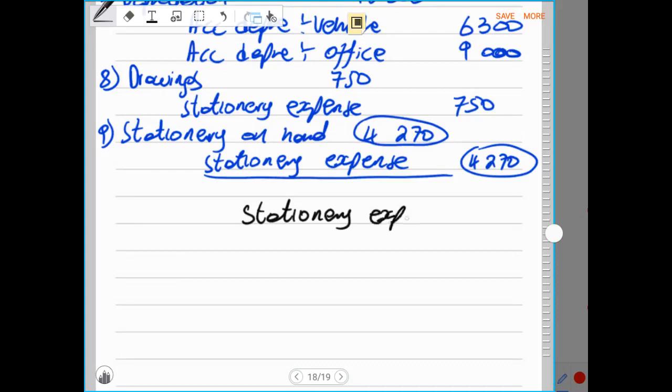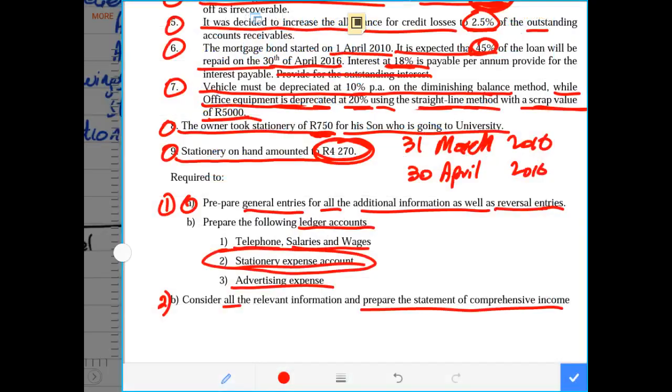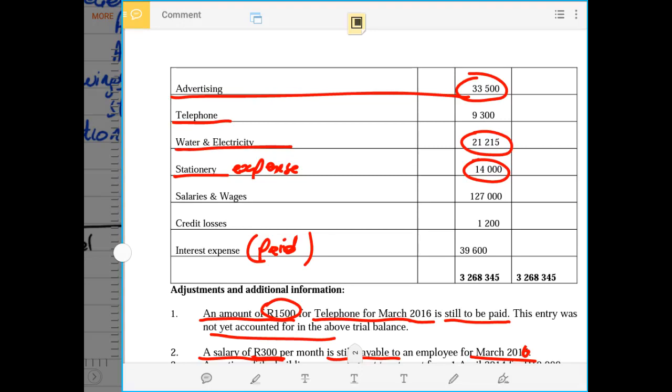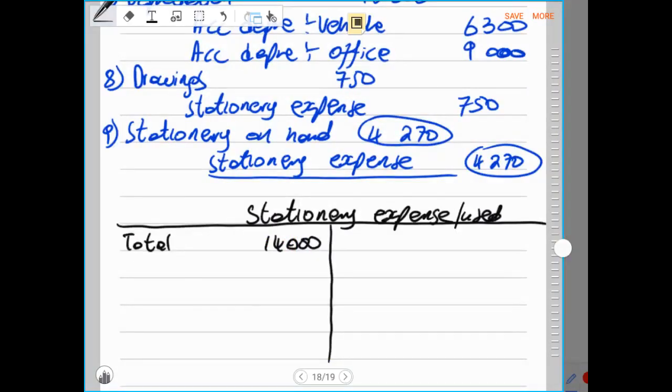Stationery expense account, stationery expense or stationery used. Then we draw a line as usual, and we first have to take the total from the trial balance. The stationery from the trial balance was 14,000 rands, not the opening balance, the stationery as an expense. Then now in our adjustments, let us go straight to the adjustments, because adjustments will tell us what was recorded regarding the stationery.